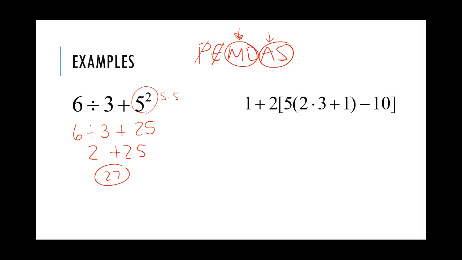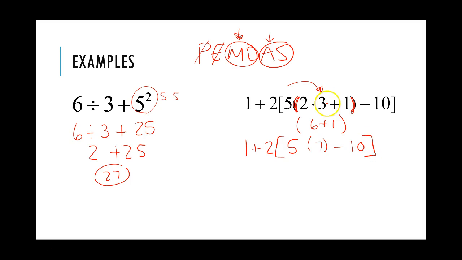This next example is a good example because I have 2 sets of grouping symbols. So the first thing I'm going to do is parentheses, but I have to start with the innermost parentheses first. So I'm going to come all the way in here and figure out 2 times 3 plus 1. So 2 times 3 is 6, because I do multiplication before addition based on PEMDAS, and then 6 plus 1 is 7. So now let's drop everything else down from the beginning. So I had 1 plus 2 bracket 5, then that's where my parentheses came in, minus 10 bracket.